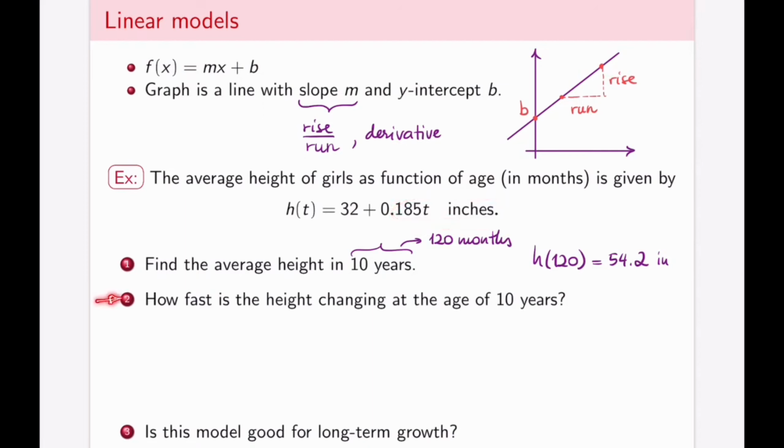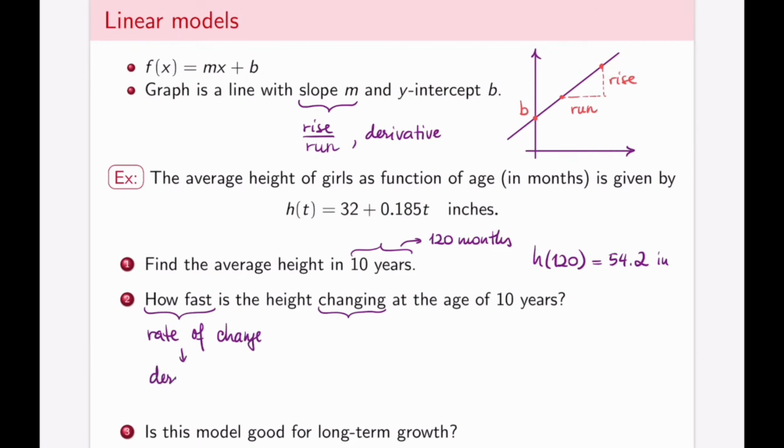The second question is asking how fast is the height changing at the age of 10 years. So not what the height is, but how fast is it changing. These are the keywords here that you should recognize from your Calculus 1 experience as something that connects the actual function with its derivative. The derivative measures the rate of change. How fast means we're interested in the rate of change, and the rate of change of a function is its derivative.